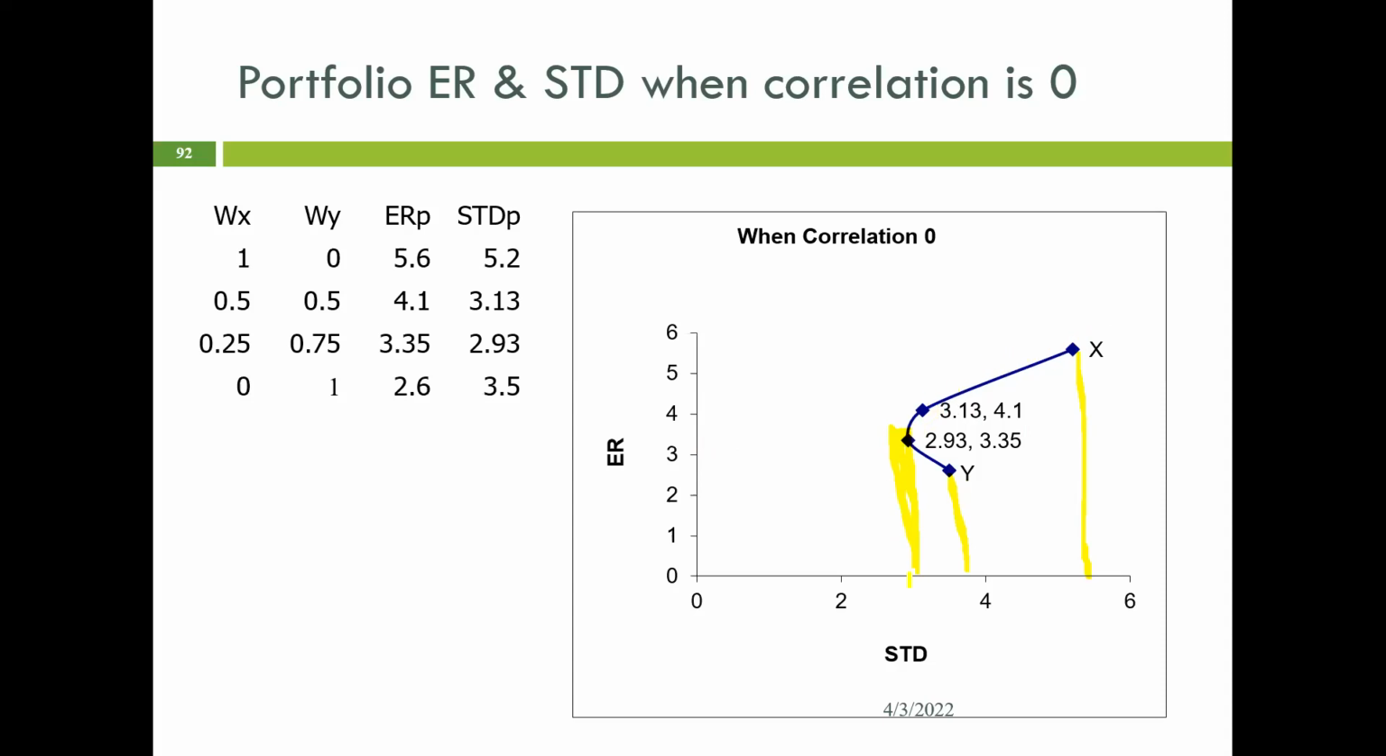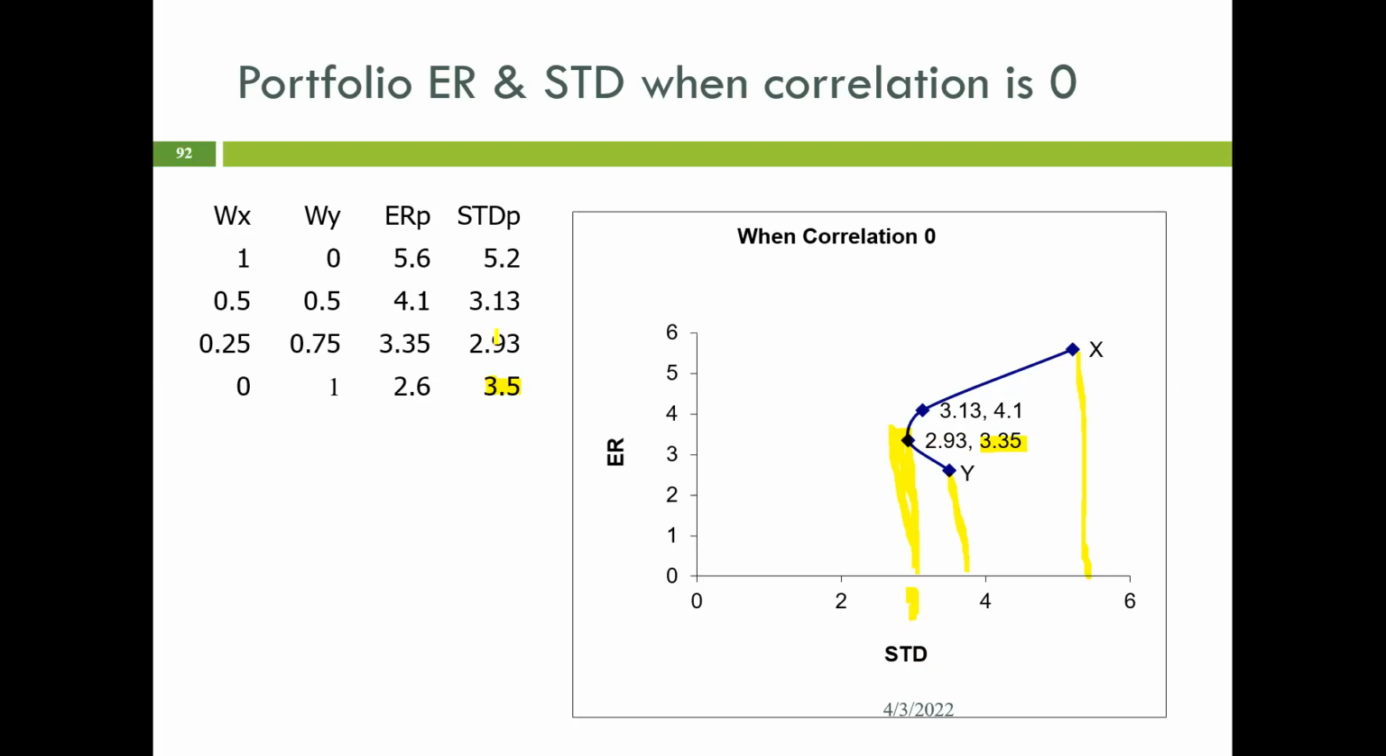It comes up to somewhere around 2.6. This is not 2.6, this is 3.5 something. This number, no, this is 3.35. This is 3.35.